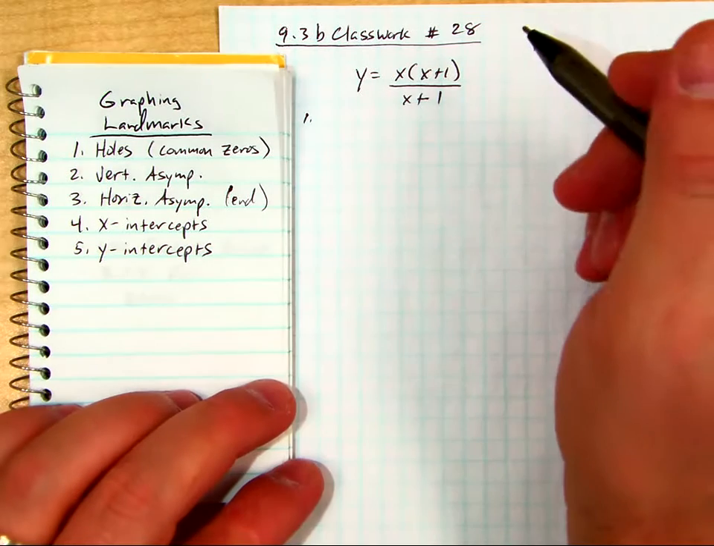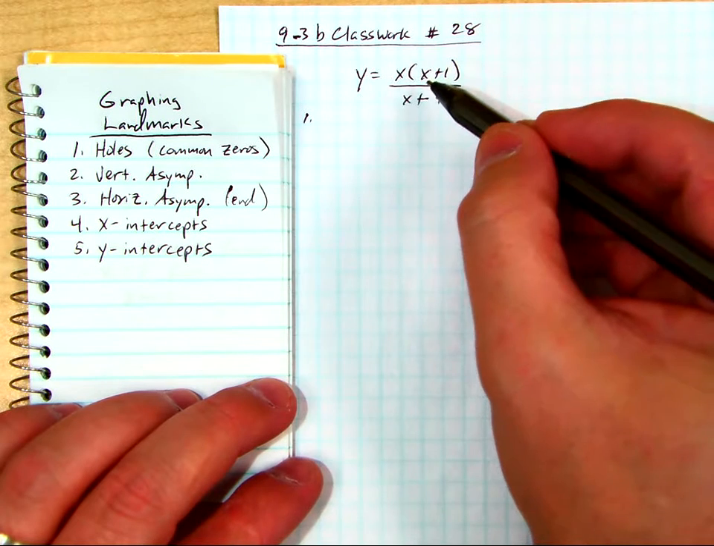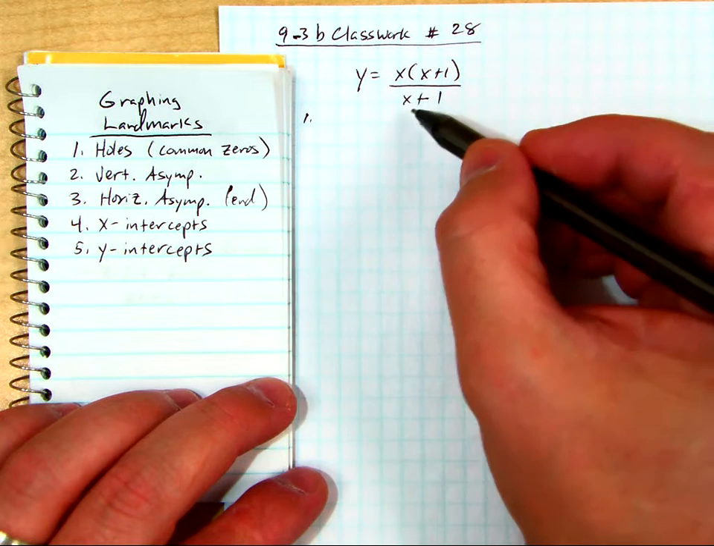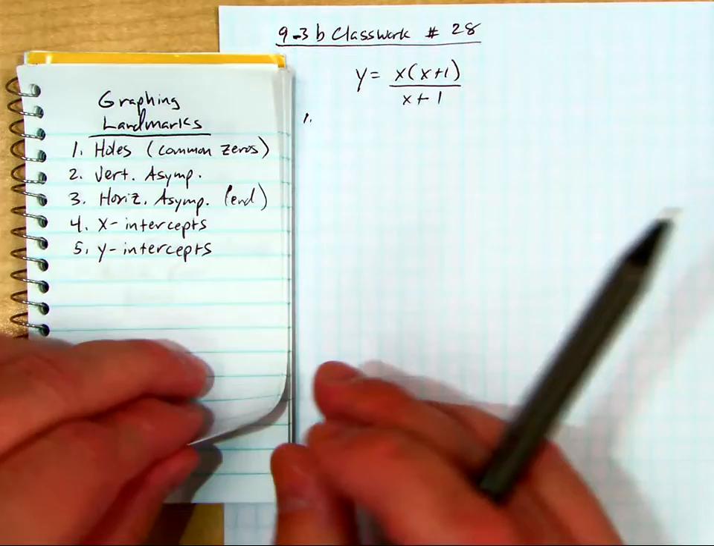Okay, here's more help from the 9-3b classwork. This is number 28. Here we have a function y equals x times quantity x plus 1, all of that over x plus 1. We're going to look for our landmarks again, the same as we did in the last video.